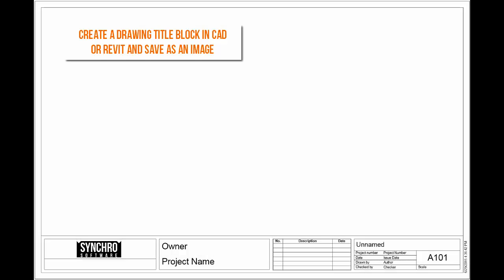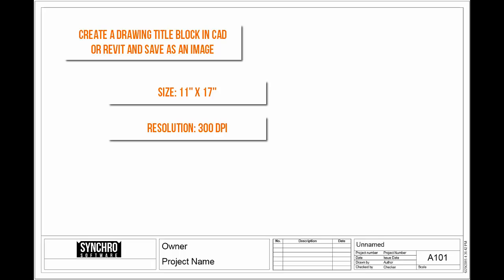The first step is to create a title block in CAD or Revit. In this example, we're using an 11 by 17 at 300 dpi, which is an image size of 3300 by 5100.